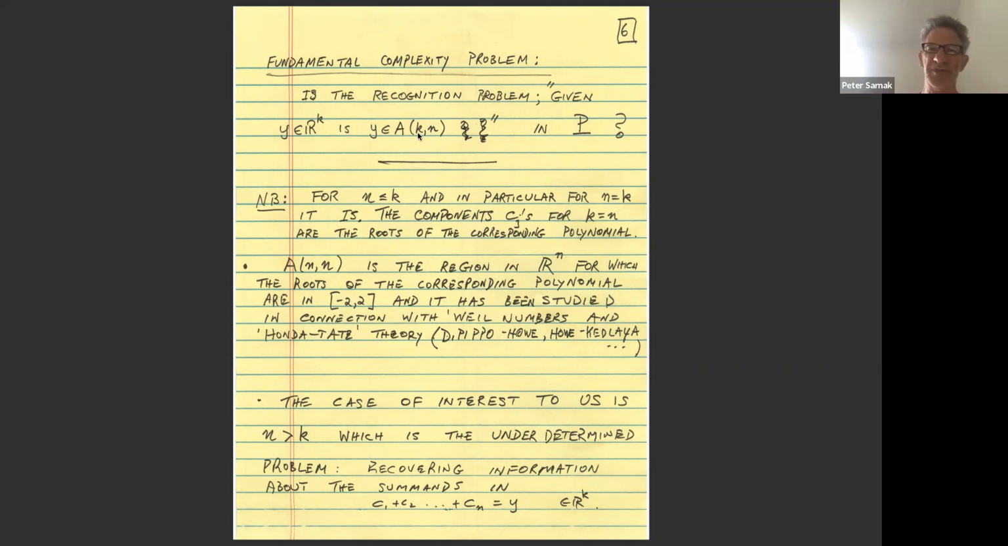So you should think of n as bigger than or equal to k. I'll discuss the case n equals k in a minute. I give you a point in R^k, and I ask you, is that point in A_{k,n}? And if it is, you can of course show me that it is by demonstrating the summands. So it's certainly in NP, but is it in P? We don't know it's in co-NP because we don't know how to check whether a point is not in the set. But this is a very basic problem.